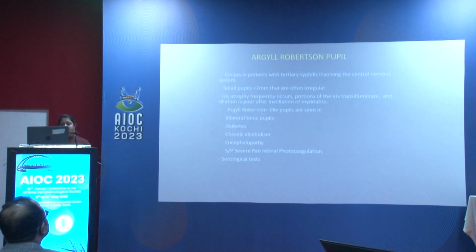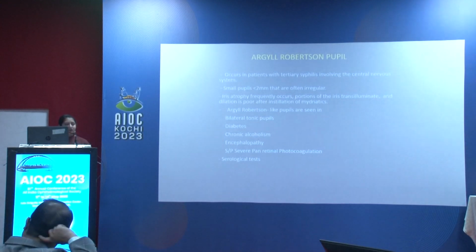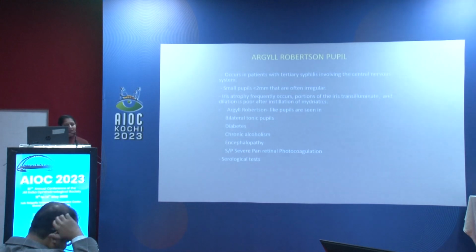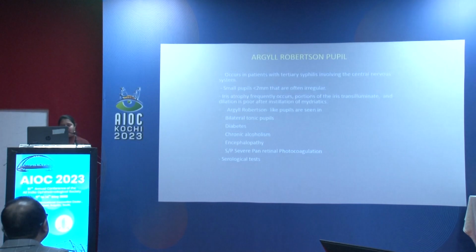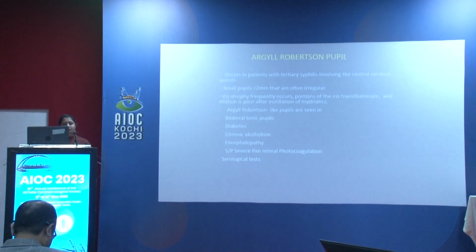And the last is the Argyll Robertson pupil. The difference between the two is in Argyll Robertson, the pupils are always small. You get a small pupil, very rarely seen in common practice because the reason is syphilis, which is now rarely seen. But we need to check for near reflex also whenever we are evaluating pupils.